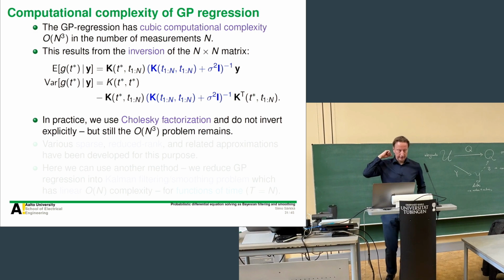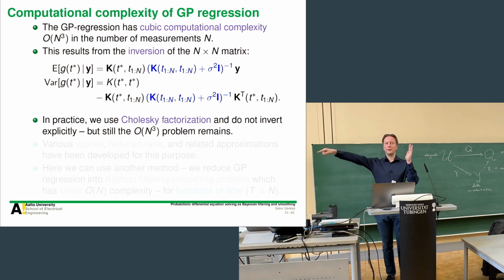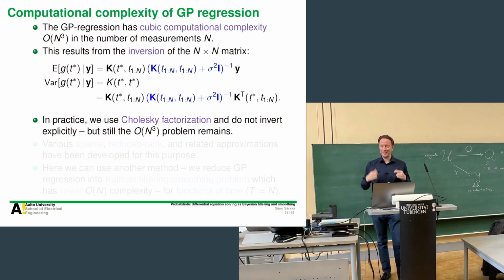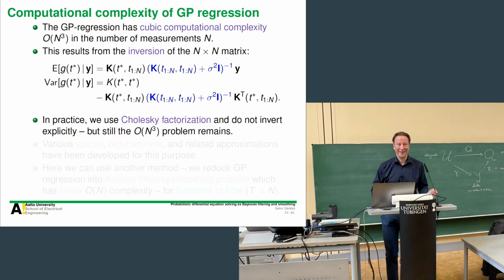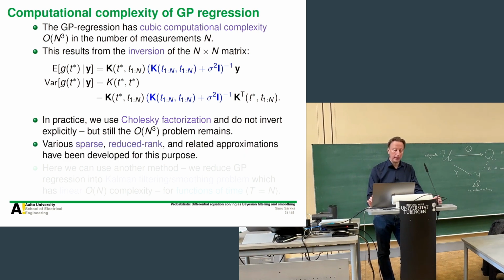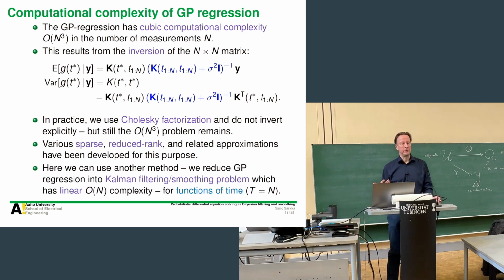So it means that if we have an ODE solver which wants to evaluate our function with 50,000 points, we will have a small problem in computing this covariance, as we saw yesterday, I guess. So we have the same problem. That's why we want to do something else. There are sparse and reduced rank and related approximations that have been developed for this purpose, but here we will reduce the regression problem into a Kalman filtering and smoothing problem. So that will be our approach. And that will have the property that it will be linear in complexity in the number of time steps.